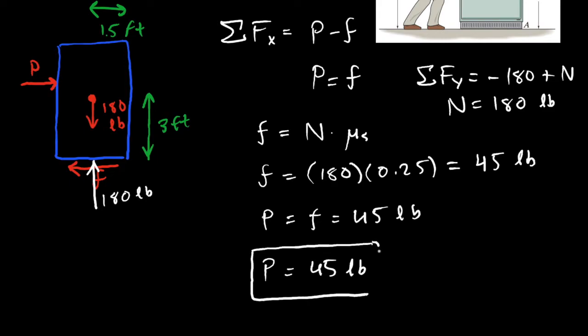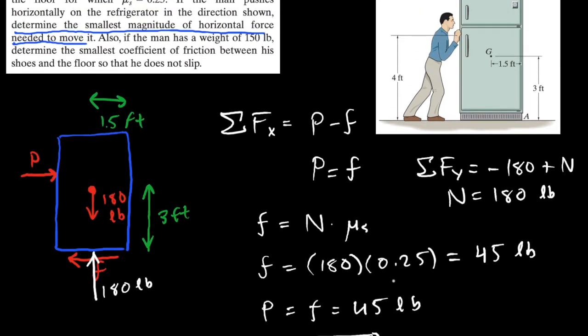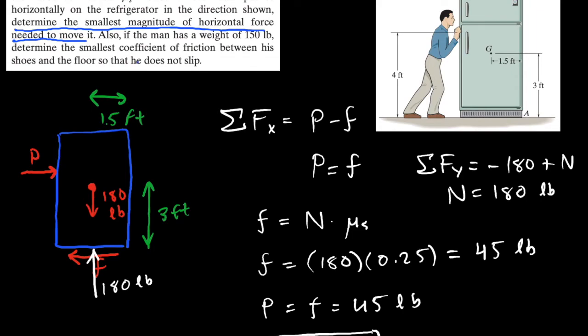Now we can move on to the second part of the question. The second part states, if the man has a weight of 150 pounds, determine the smallest coefficient of friction between his shoes and the floor such that he does not slip. So I'm going to highlight that.